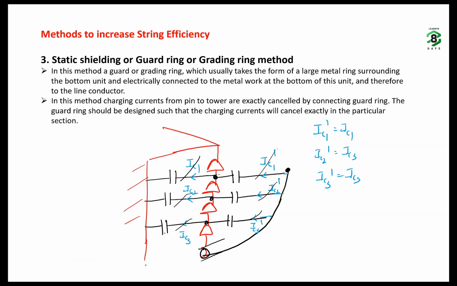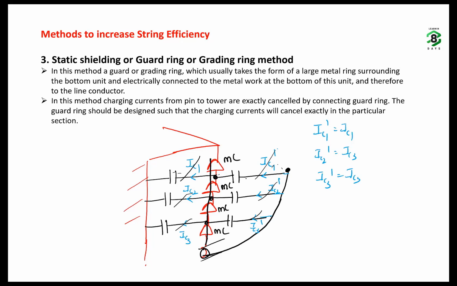So the same current will flow through all identical discs, which have the same impedance. So the voltage drop will be uniform, and I'll get 100% string efficiency. So just by connecting a metallic link and bending it in such a way that the capacitive leakage currents are cancelled, you are going to get 100% string efficiency. This is the most practically applicable method.